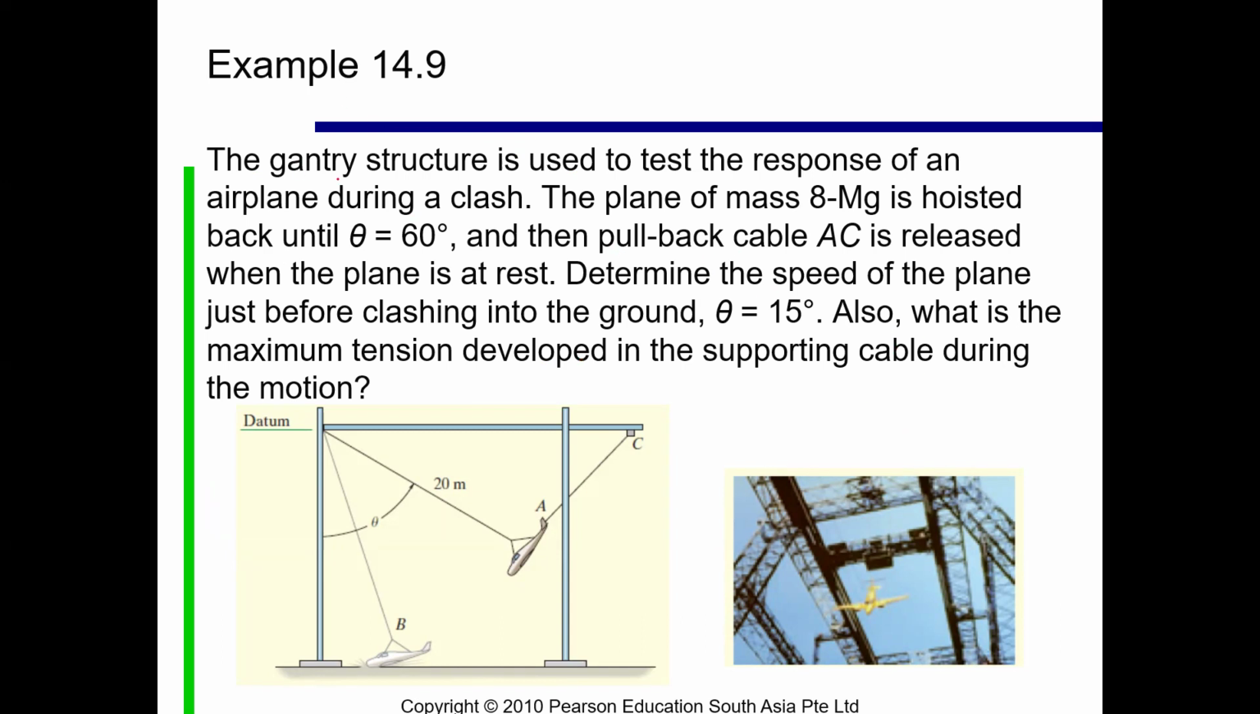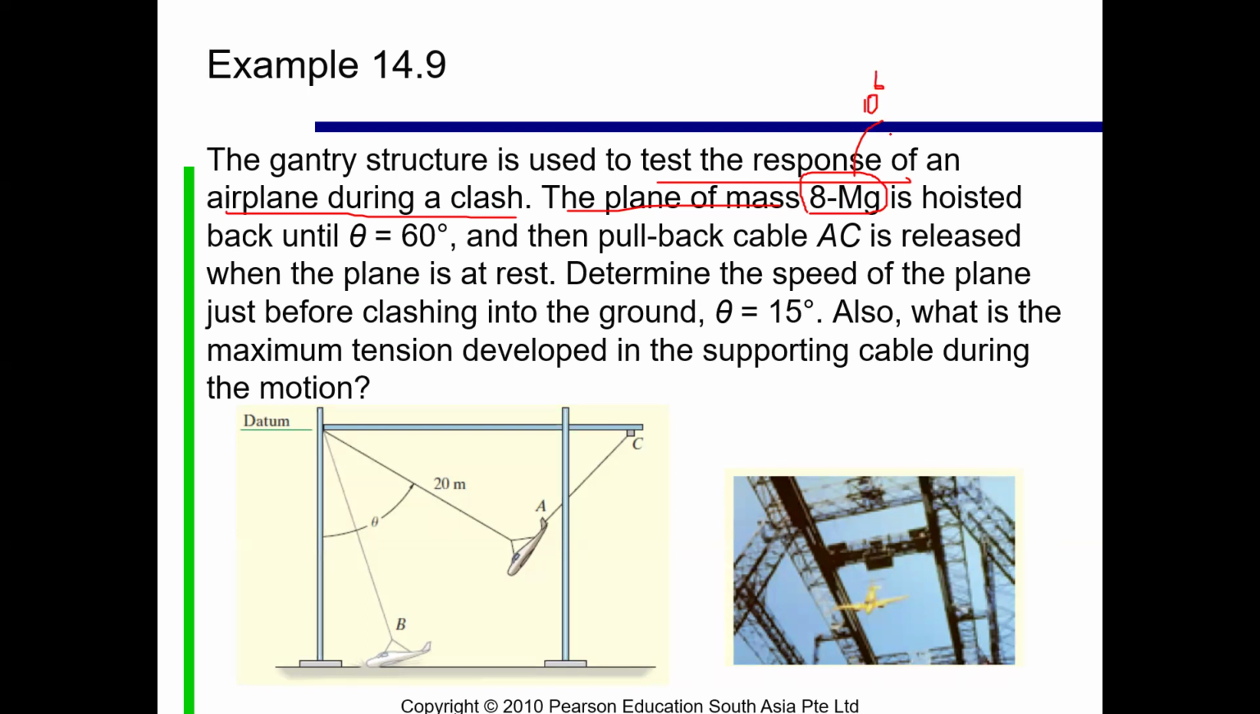Okay, now let's solve this problem related to the same conservation of energy. This is the gantry structure, which is used to test the response of an airplane during a crash. So this is a kind of test bed for the crashing mechanism of the airplane. The plane has a mass of 8, what is this unit? 8 Mg is what? Megagrams, which is 10 raised to power 6, right?